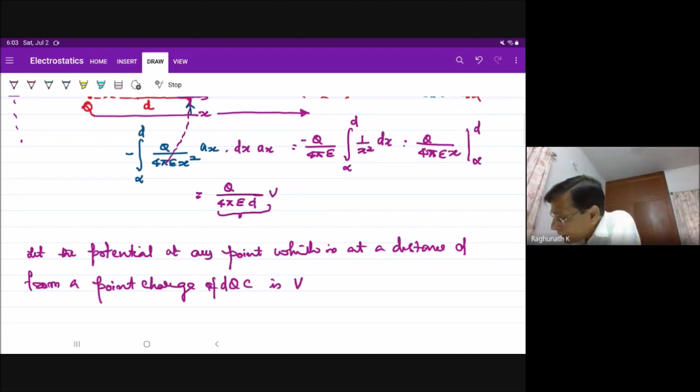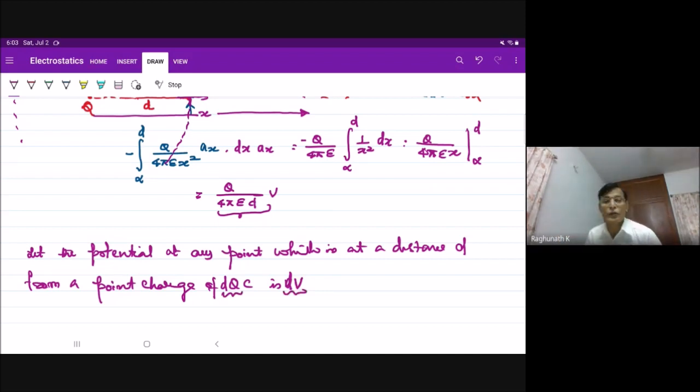Because of dq, it will be dV, correct? You agree this now? If it is a differential amount of charge, potential is also differential, because dq tends to 0, q tends to 0, V also tends to 0. Both are differential. Point charge dq coulombs gives dV volts.